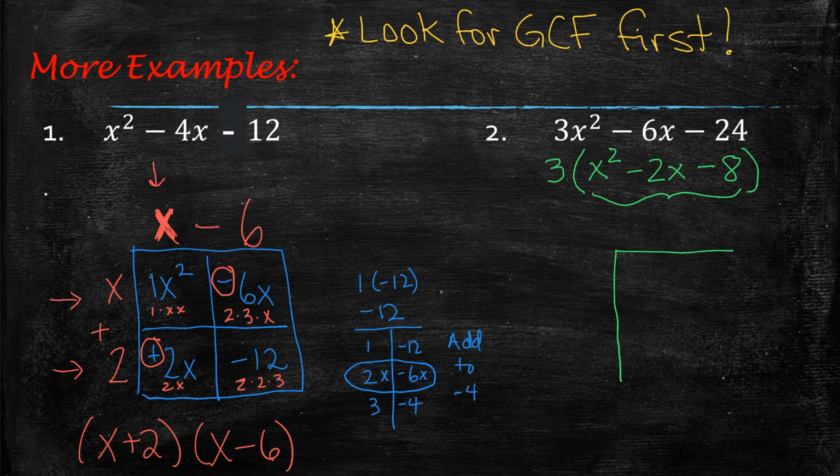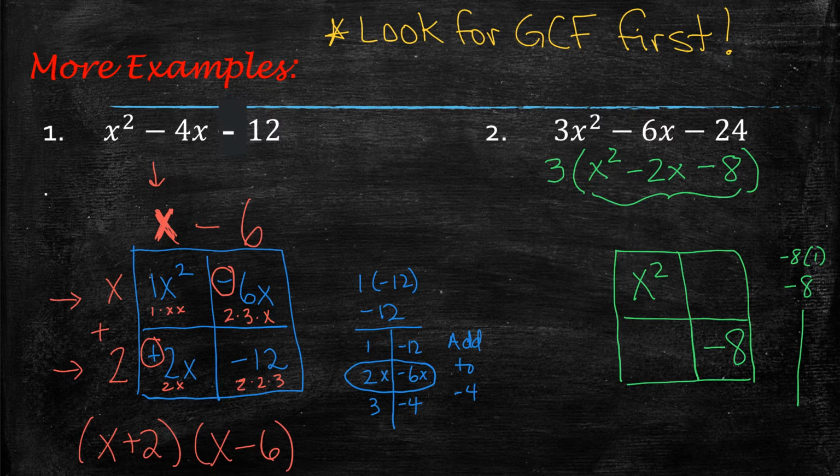So we're going to go ahead and draw our box. We're going to put our first term in the first box, x squared. We're going to put our last term in the last box, -8. And now we want to make our AC chart. We're going to have to multiply -8 times 1, and that gives us -8. And we're going to look for factors of -8, and we're looking for the ones that add up to -2. So we have 1 times -8. We have 2 times -4. And I can see right away that this is the one that adds up to -2.